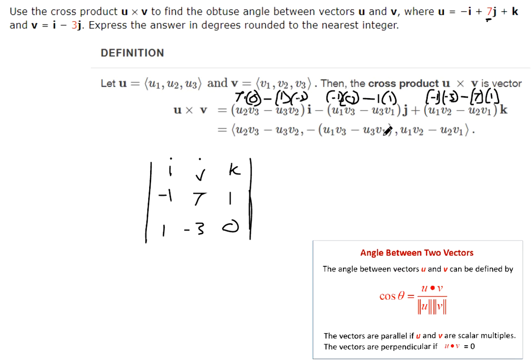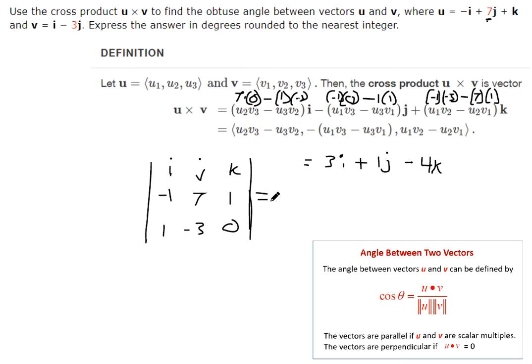Okay, and then when you simplify each of those, 7 times 0 is 0, and then 1 times negative 3 makes negative 3, so minus a negative 3 makes a positive 3 for the i component. And then this is 0 minus 1, so we're subtracting a negative 1. I'm going to change that to plus 1j. And then negative 1 times negative 3 makes 3. 3 minus 7 makes negative 4, so that's minus 4k.